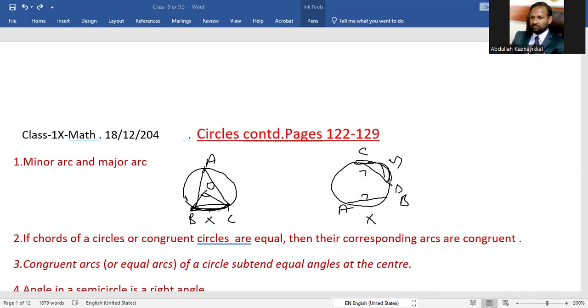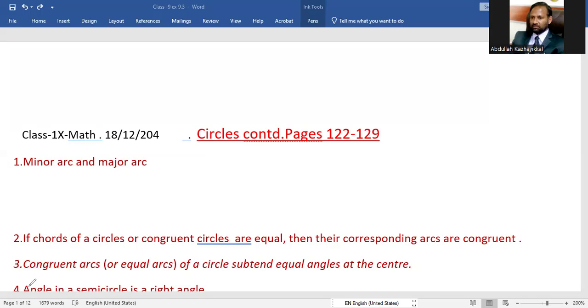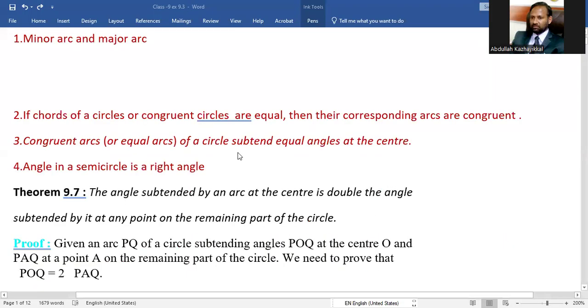Okay, now listen. Congruent arcs or equal arcs of a circle subtend equal angles at the center. Before, if chords of a circle or congruent circles are equal, then the corresponding arcs are congruent. Conversely, congruent arcs of a circle subtend equal angles at the center. Clear. Now, angle in a semicircle is a right angle. That is the fourth one I am talking about.